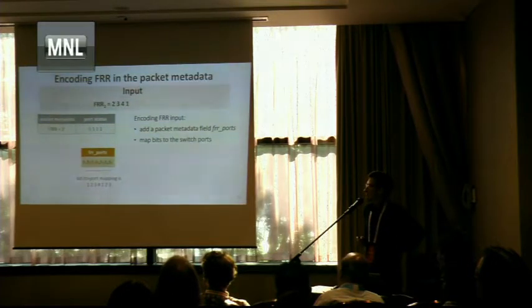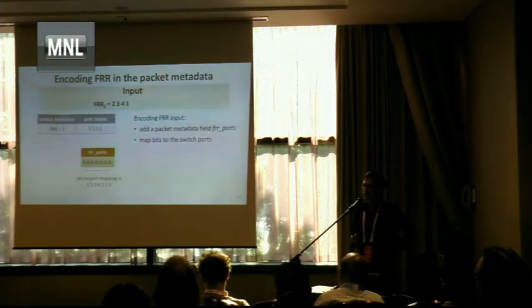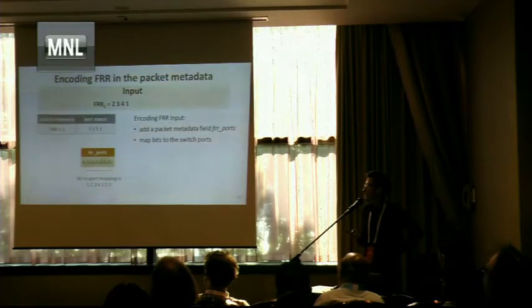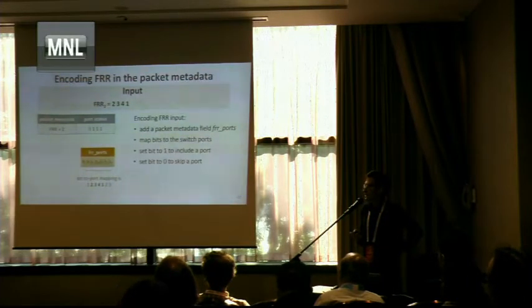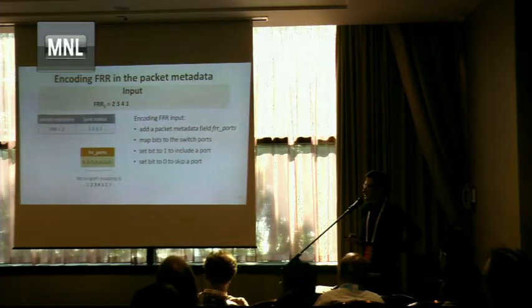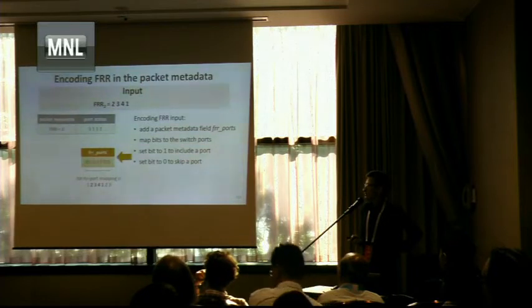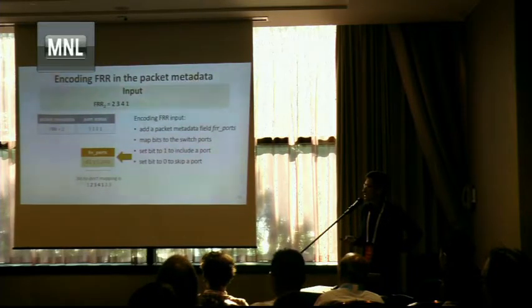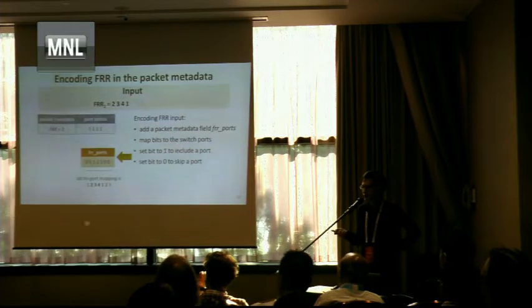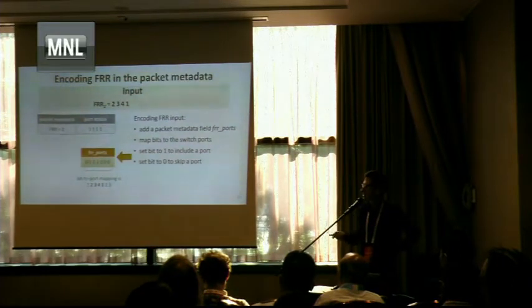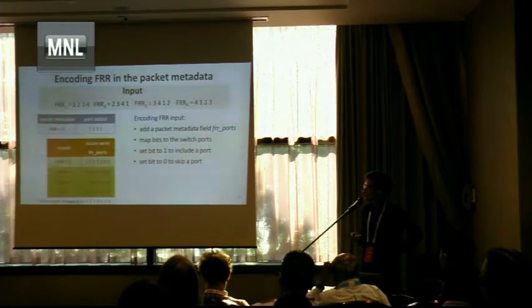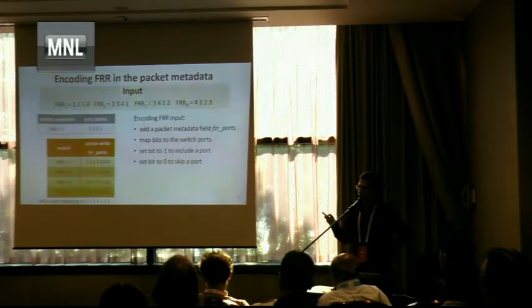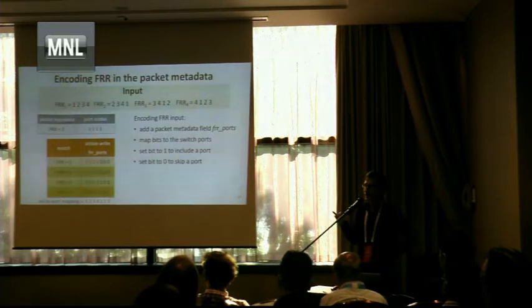Let's consider an example in which we want to implement the second fast reroute action, 2341. We set a bit to 1 in this field if we want to use that port. Otherwise, we set it to 0. So in this example, if we want to implement 2341, we set the first bit to 0 since we don't want to use the first port. Then we set the next 4 bits to 1 since we want to check ports 2, 3, 4, 1. And then we set the remaining bits to 0.